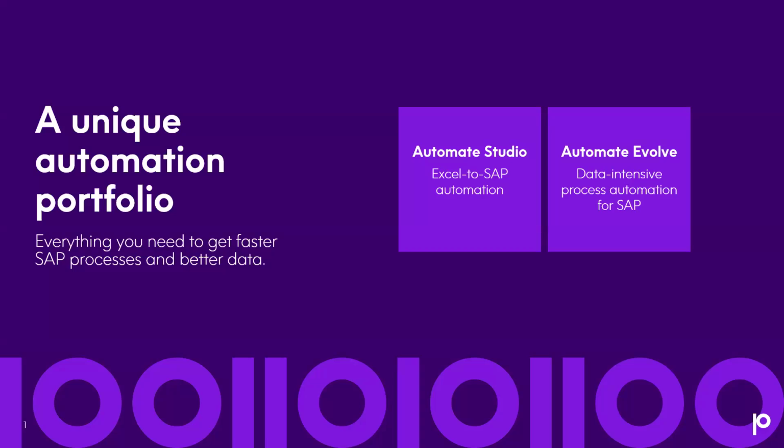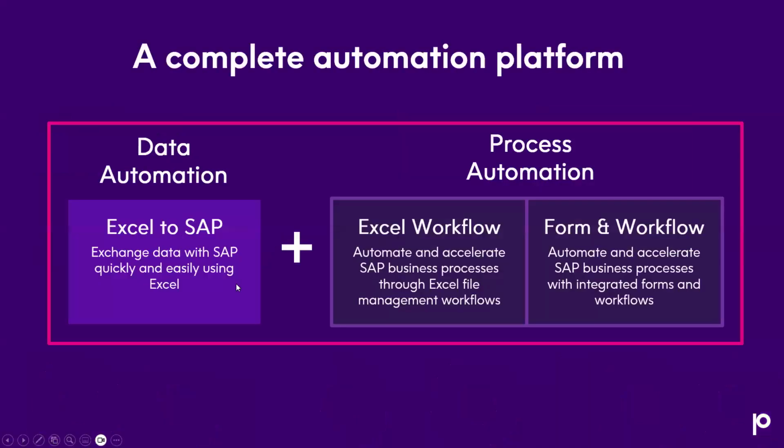to SAP. So we've got our Automate Studio capability, which uses an Excel as an interface to automate data objects for data entry into SAP. We also have Evolve, which is our process automation platform, which enables workflows and approval processes for your most important data objects that, again, integrate to SAP. I'm going to give you a glimpse of both of these. Again, happy to take any questions. Please feel free to drop them in the chat or the Q&A box as we go through.